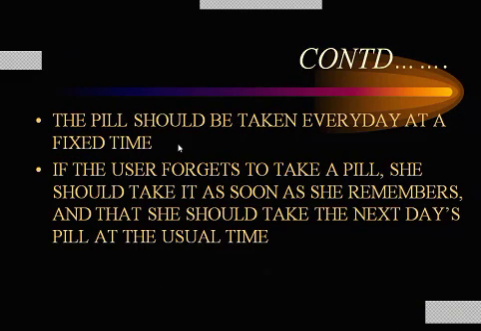How should the pill be taken? She should take the pill every day at a fixed time, usually after dinner, before sleeping at night. If the user forgets to take the pill on one day, she has to take the pill as soon as she remembers, and she should continue the rest of the tablets as usual. The next day's tablet she has to take as usual.